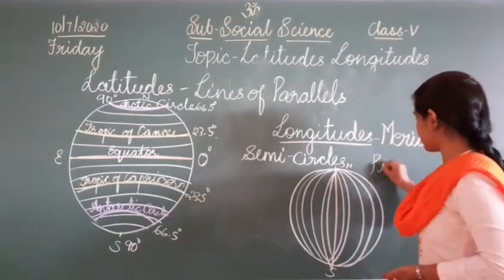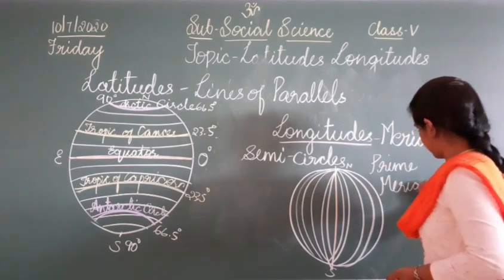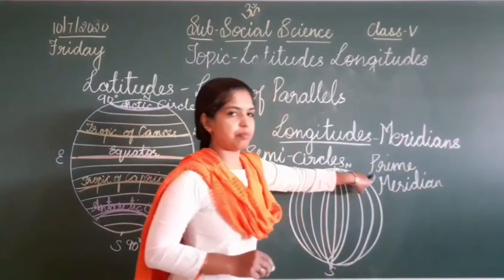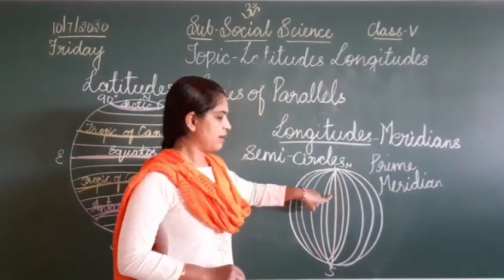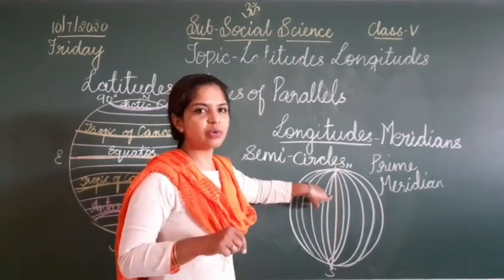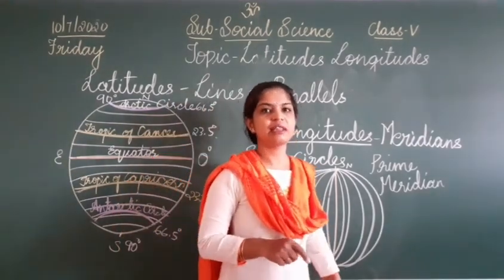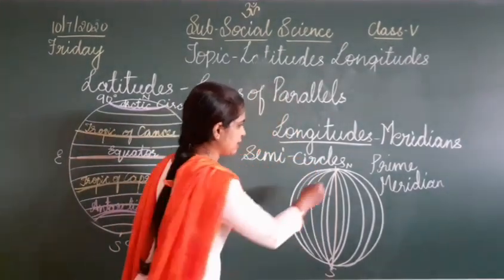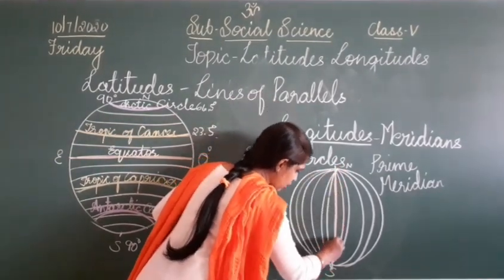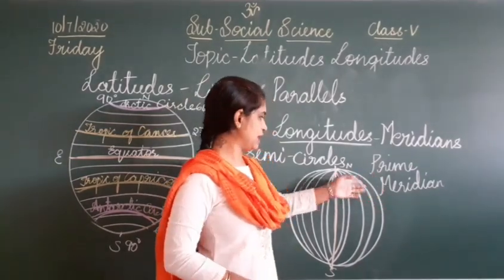And the one line which runs exactly from North Pole to South Pole is considered as the prime meridian. What is it? It is the prime meridian. And this prime meridian passes through a place called Greenwich, which is near London. Do we know where London is? Yes, London is in England, right? This is the Greenwich meridian. We can also call it the Greenwich meridian, which is the prime meridian.